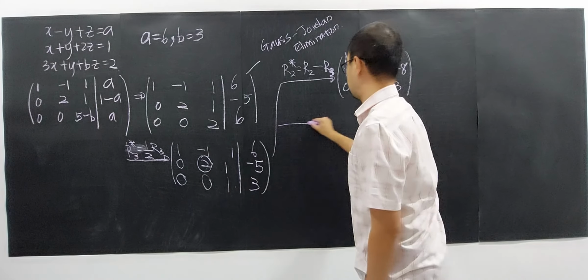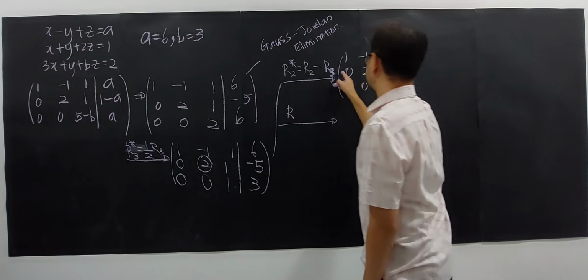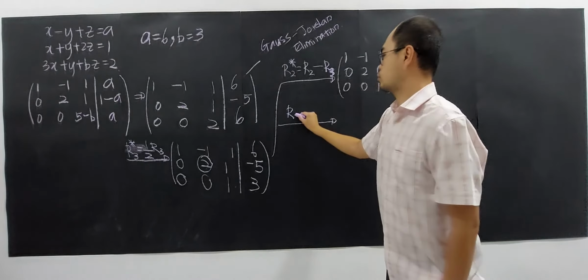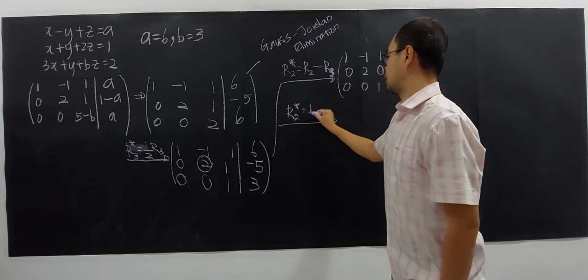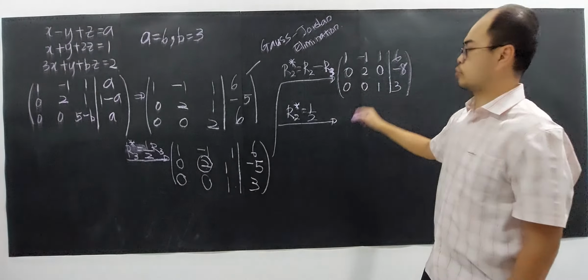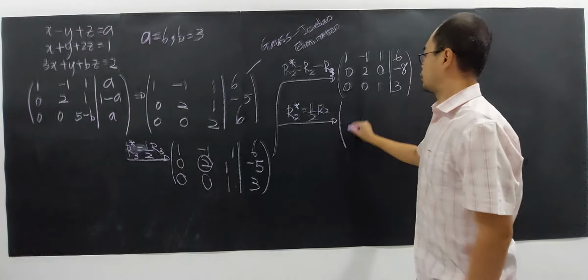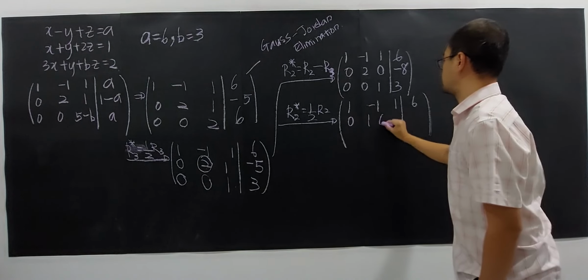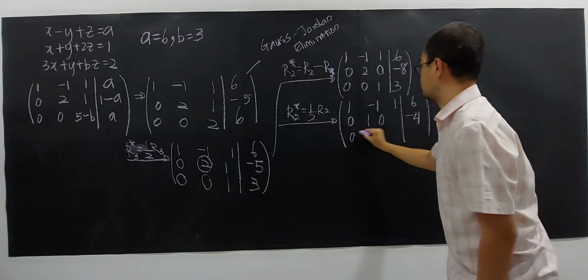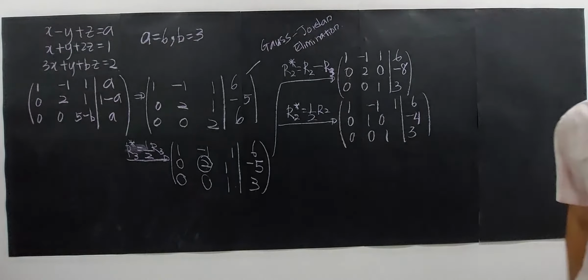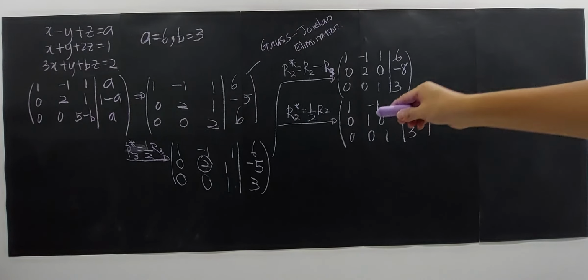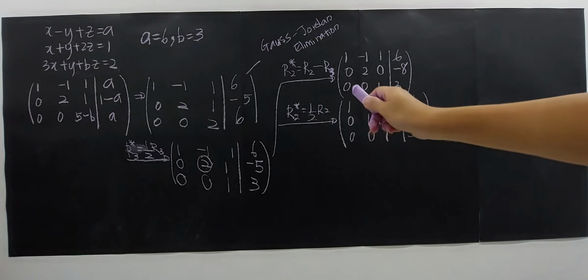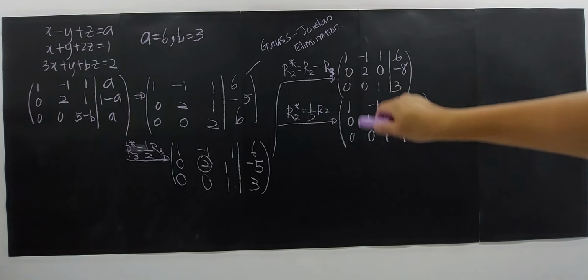So that later on, I can reduce row 2 by dividing with the number 2 here to get 0, 1, 0. So the rows are 1, negative 1, 1, 6, then 0, 1, 0, negative 4, then 0, 0, 1, 3. Okay. So now I have 0, 1, 0, 0, 0, 1, and this one I'm going to change to become 1, 0, 0, so that it becomes an identity matrix here.